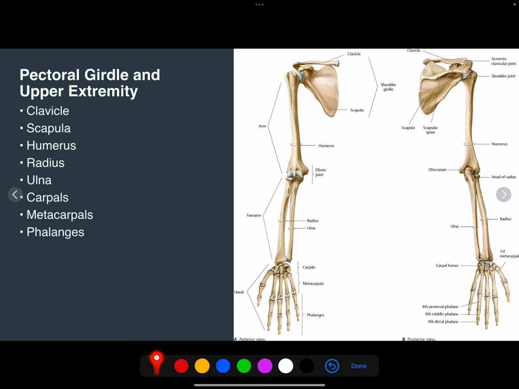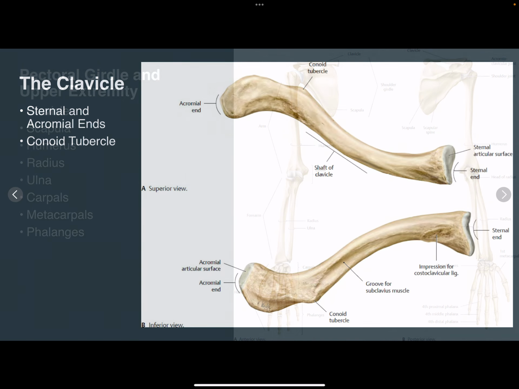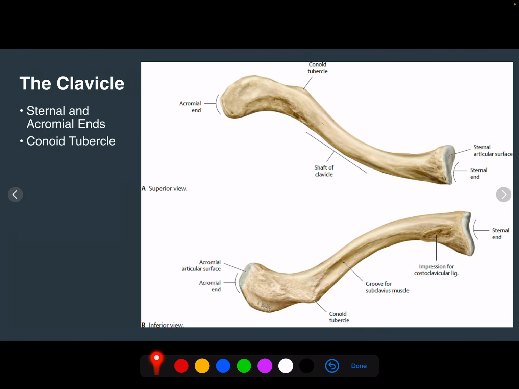We're going to take a closer look at the upper extremity. So if we look at the clavicle, we have our sternal end, and we have our acromial end. Okay, our sternal end is going to be our medial end, and it's going to be a bit more knob-like, a bit more enlarged. And this is the area that articulates with the manubrium of the sternum to form the sternoclavicular joint.